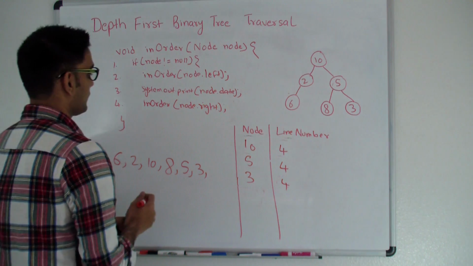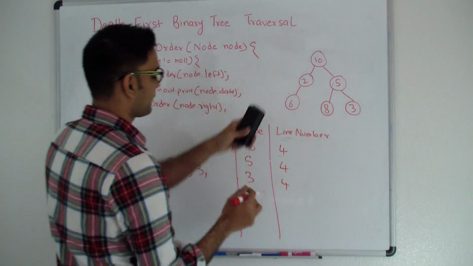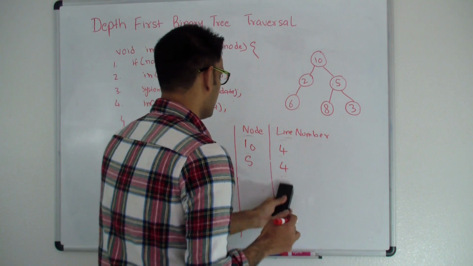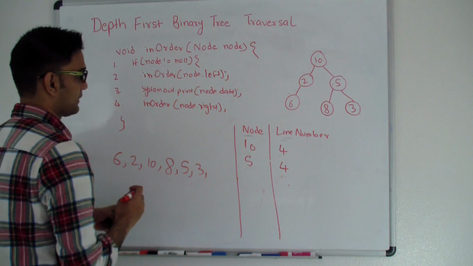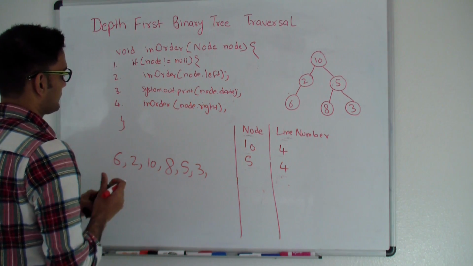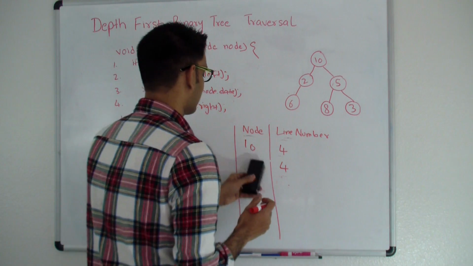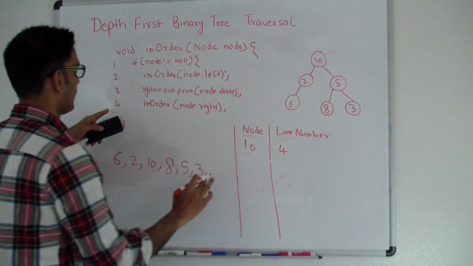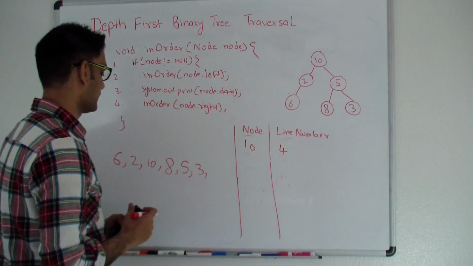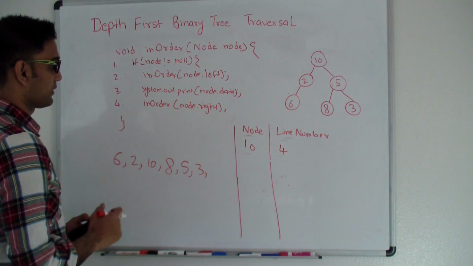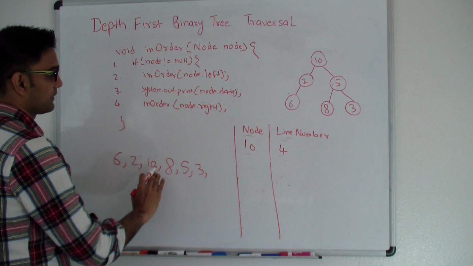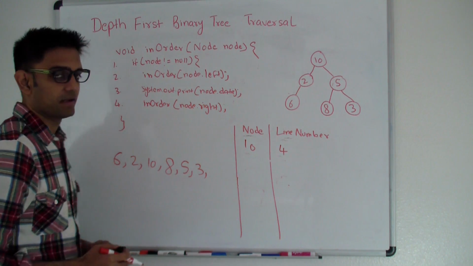So 3 is done executing all its things, so it goes back to 5. 5 is done executing all its statements, so it goes back to 10. And 10 is done executing all its statements, so it returns back to the calling function. So this is our in-order traversal: 6, 2, 10, 8, 5, and 3.